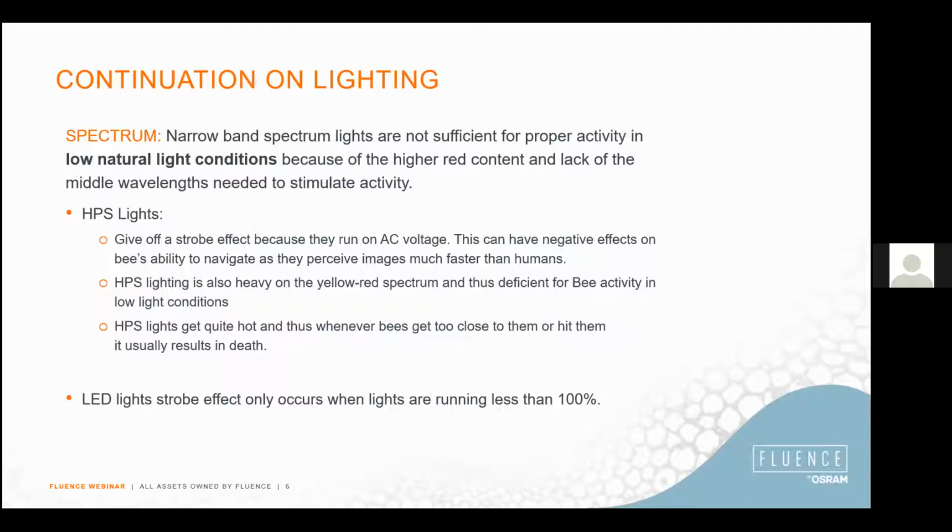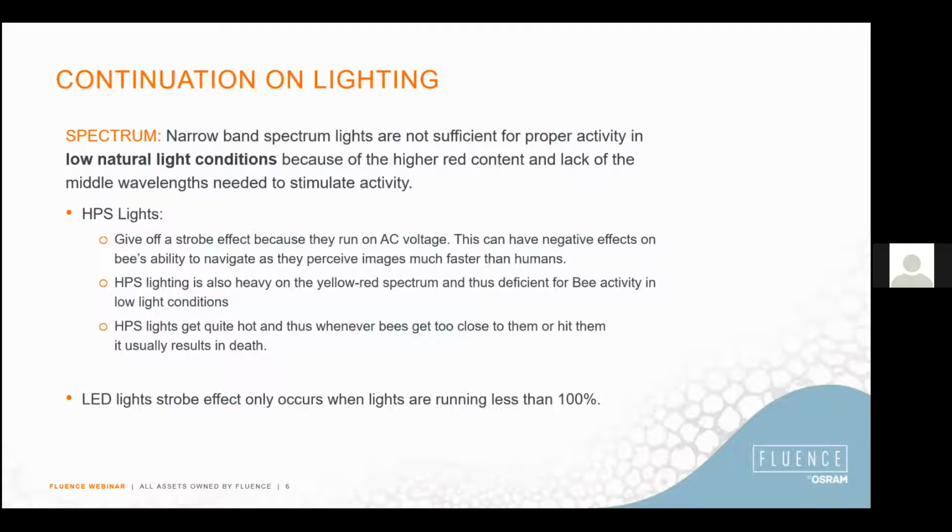HPS lights we can't ignore either because they're in a lot of grows. Something to keep in mind with HPS lights is they do give off a strobe effect because they run on AC voltage versus DC. This can have a negative effect on the bees' ability to navigate because they perceive images much faster. So to them, that strobe effect is heightened essentially.